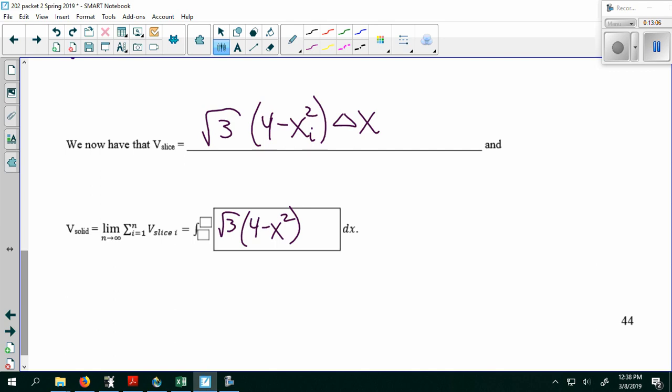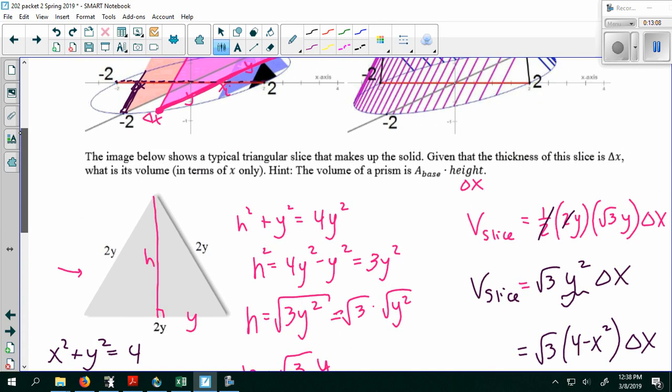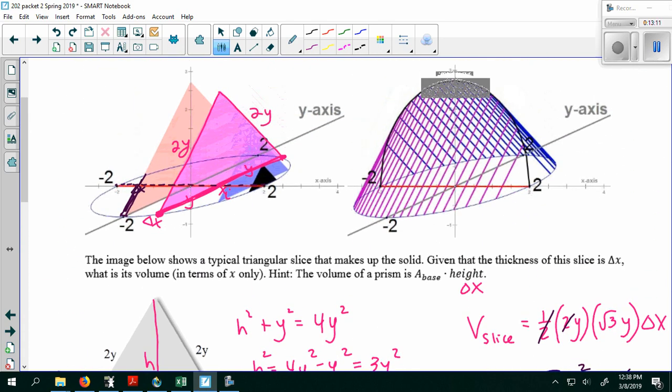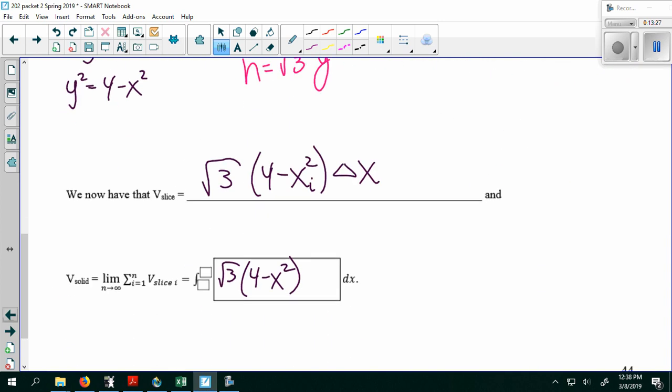And then let's think about the bounds of integration. Go back up to the picture. So I'm building these equilateral triangles along the x-axis, starting at -2. I'm stacking up these triangles from -2 to 2. So those are my bounds of integration, -2 to 2. And again, this wouldn't be too hard to evaluate that integral, but you're asked not to. Just set up the integral and move on.